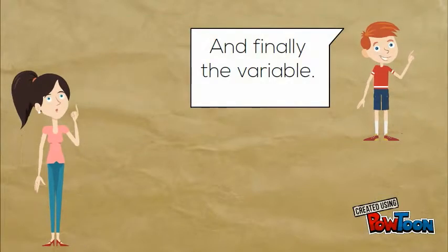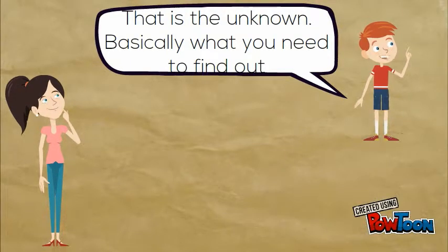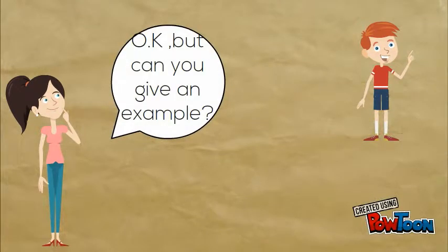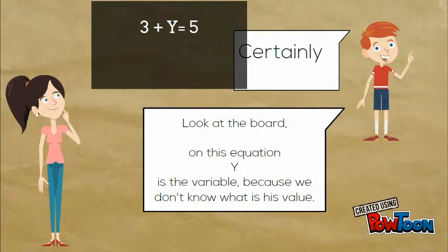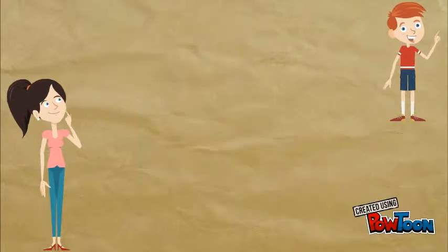And finally, the variable. It means the unknown. So basically, what you need to find out. Okay, but can you give an example? Certainly. Look at the board. In this equation, y is a variable because we don't know what its value is.